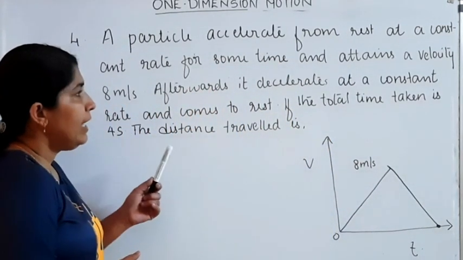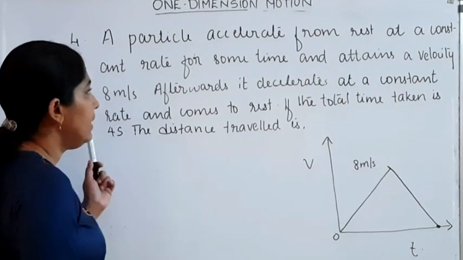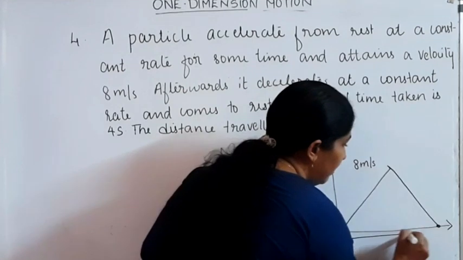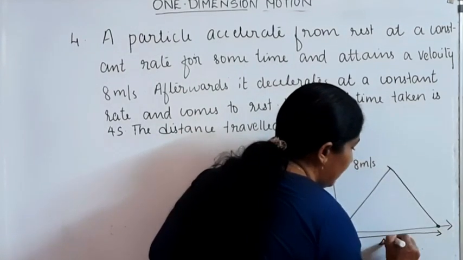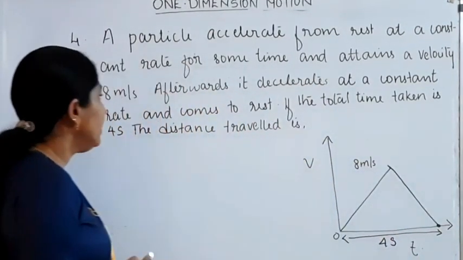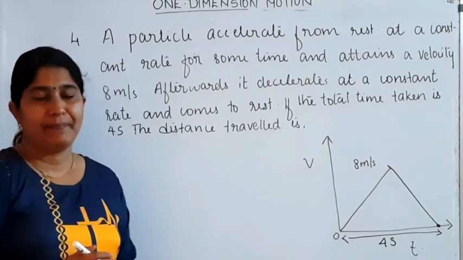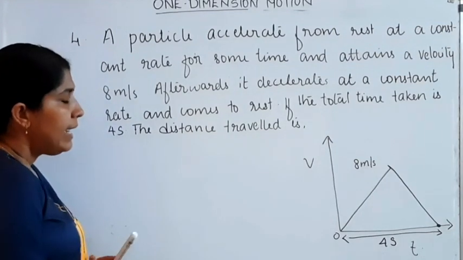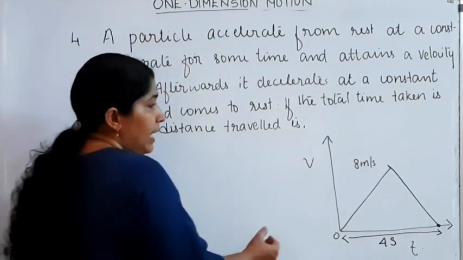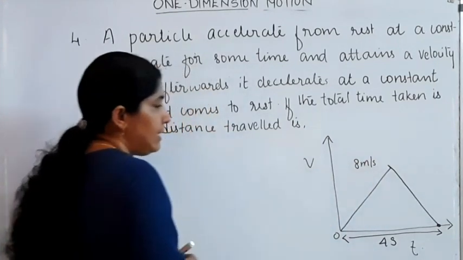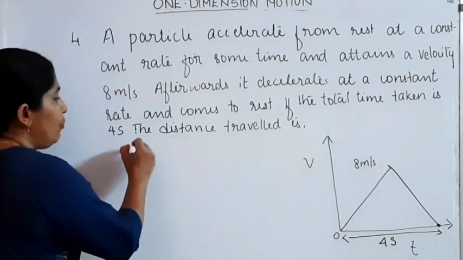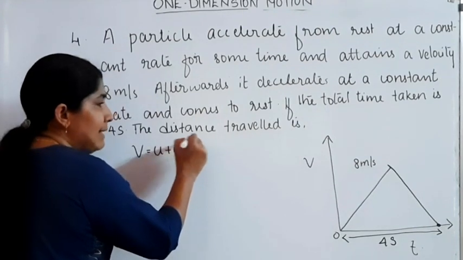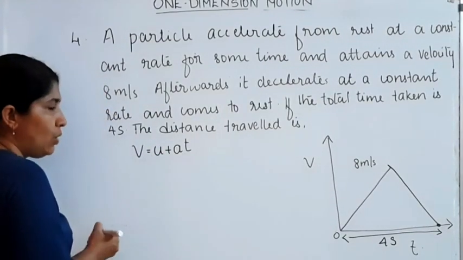If the total time taken is 4 seconds, then the distance travelled is what we want to find out. In the first case, when the body accelerates at a constant rate, we can write the equation V is equal to U plus AT.